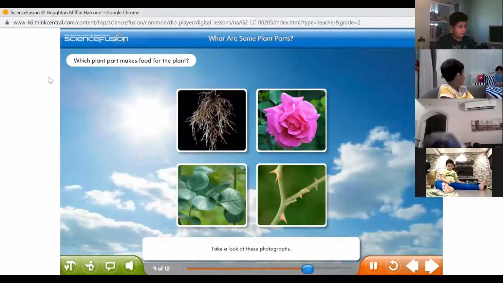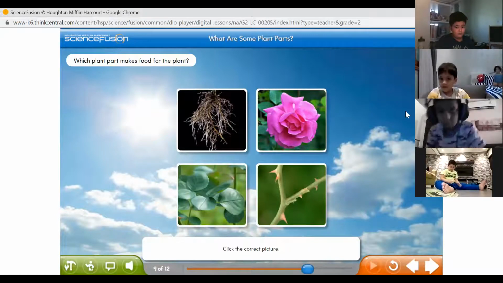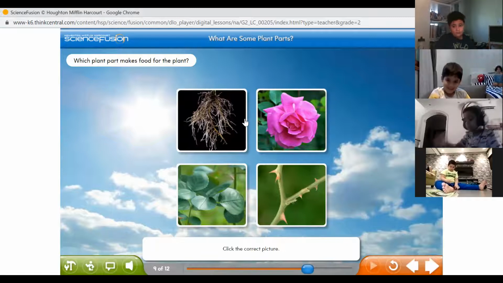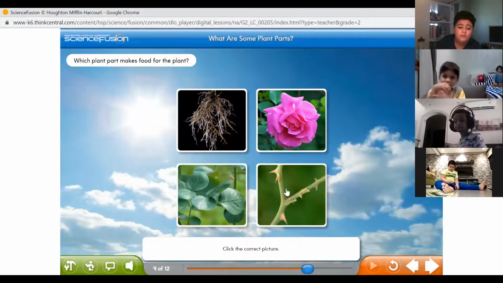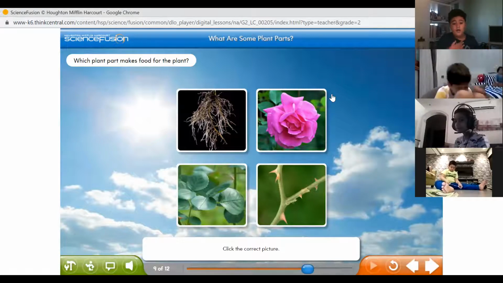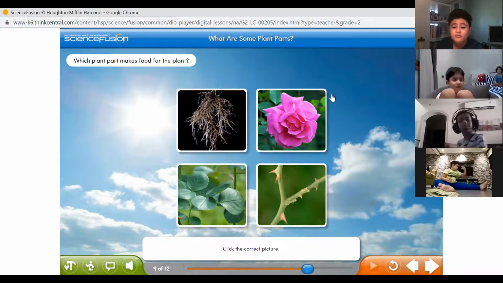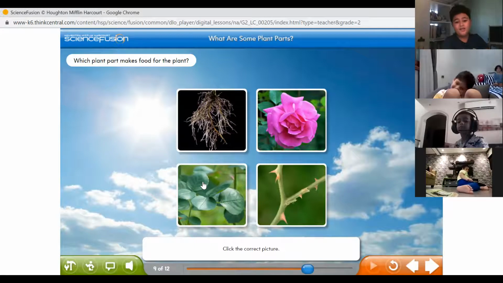Take a look at these photographs. Which of these plant parts makes food for the plant? Click the correct picture. Abdelilah Haddad, tell me, which part of the plant makes the food? Which one? You can't write. Tell me, is it the root, flower, stem, or leaf?